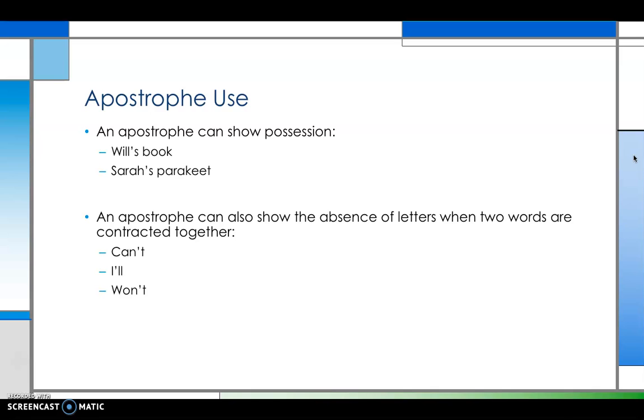Now, if we do have a bunch of Wills and they're all sharing a book, we'll put the apostrophe after the S. So that'll be the book belonging to all these different Wills. So that apostrophe use, that possession, really does make a difference in the way that your sentence is understood. Now, the other thing an apostrophe can do is show the absence of letters when two words are contracted together. Again, this can be important for meaning.